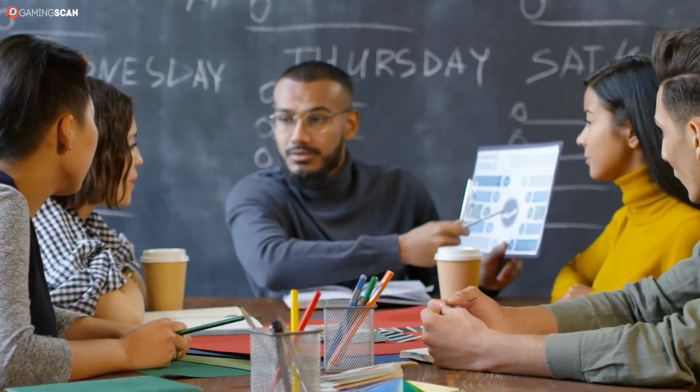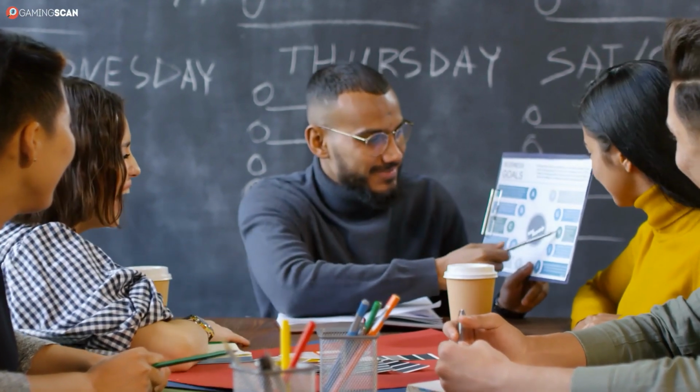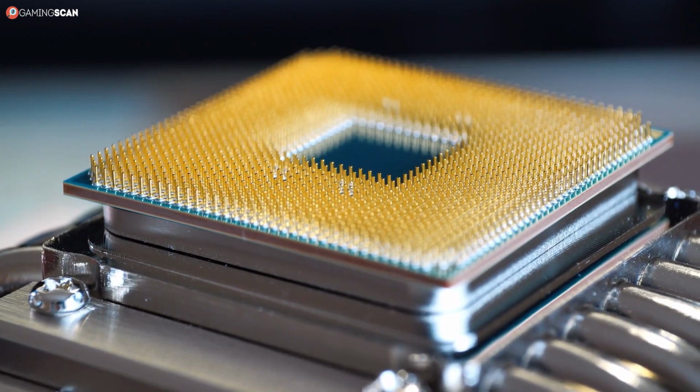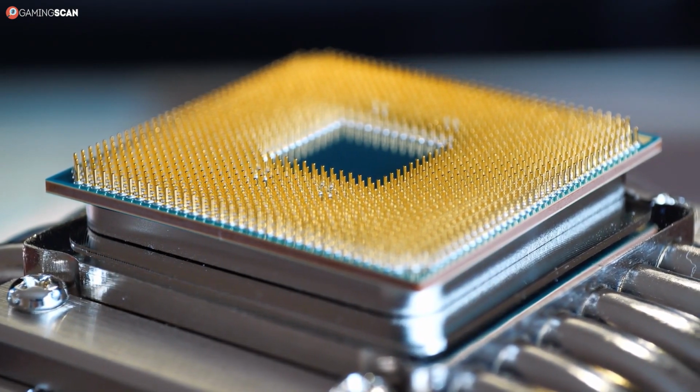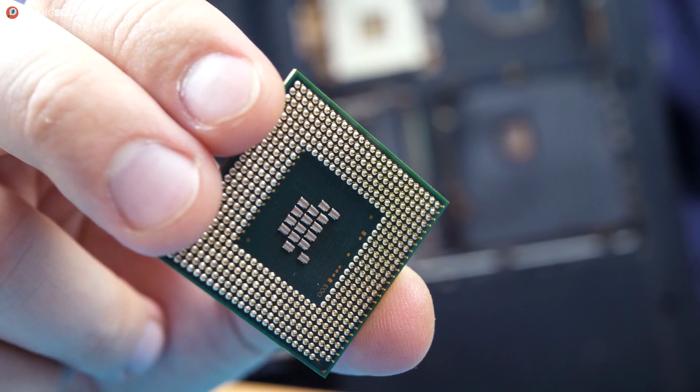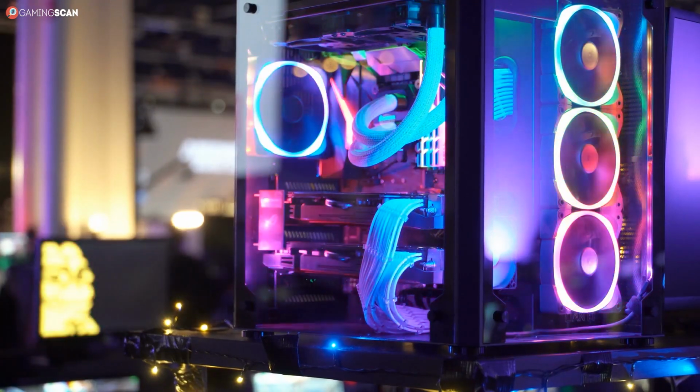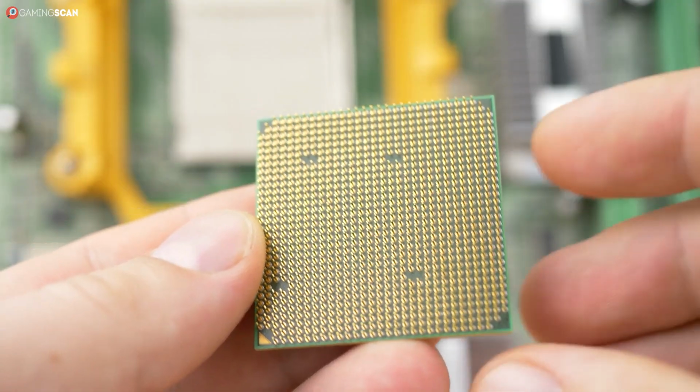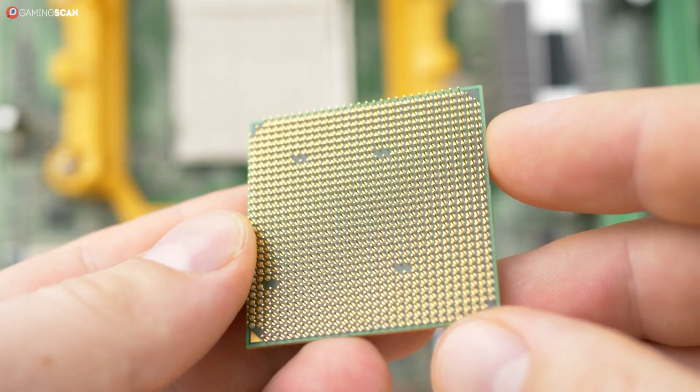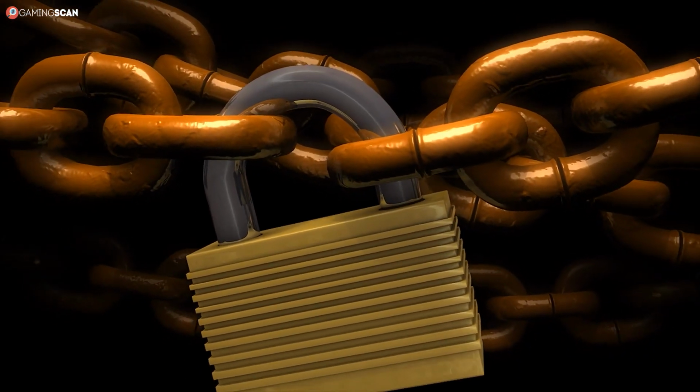As always, we'll start things off by explaining the terminology. The terms locked and unlocked refer to a CPU's clock multiplier. If the multiplier is unlocked, you can adjust it to your will. This process is better known as overclocking. Needless to say, the clock multiplier on locked CPUs is locked, so you can't use it to overclock the CPU.